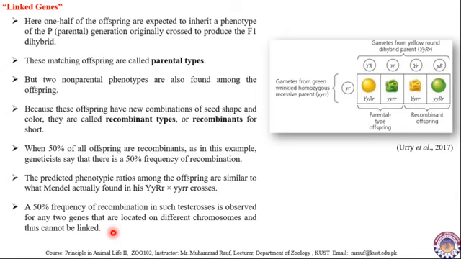but because there were 50% parental phenotypes, we cannot say that there was absolutely no linkage, because if there was no linkage, then there would have been new allele combinations. So linkage to a certain point was there. That's why the parental phenotype was also reported.